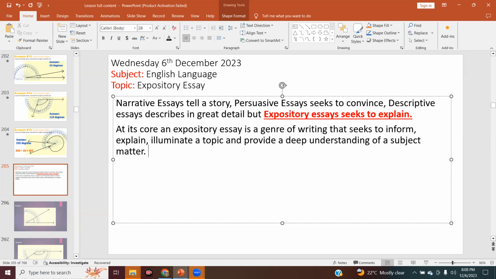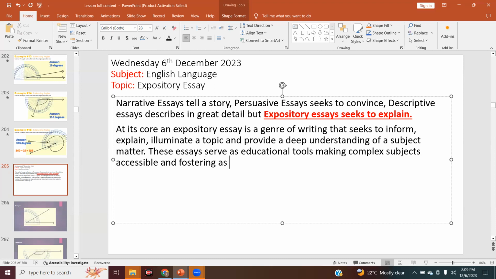You use it to dissect the components of something that someone wrote. So if you want to dissect the components of a literary piece, you have to use expository essays. So they equip the readers with knowledge and insight. They are very good as educational tools. These essays serve as educational tools, making complex subjects accessible and fostering a sense of what? A sense of clarity for the audience.